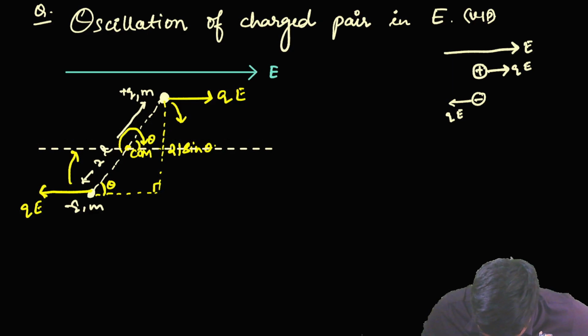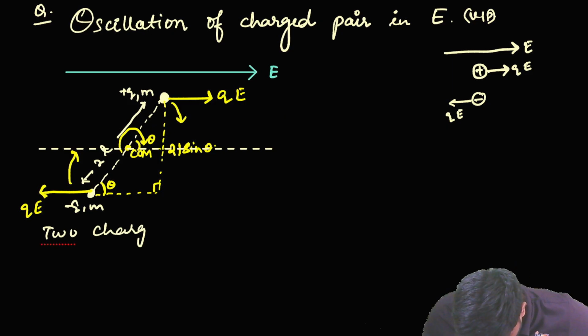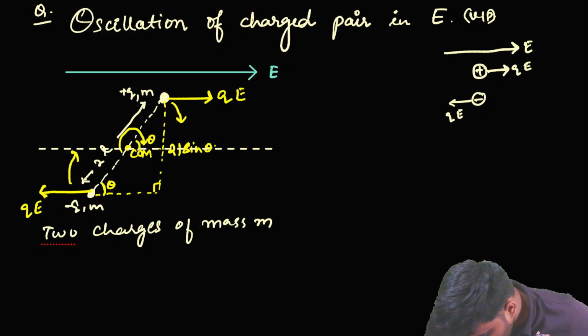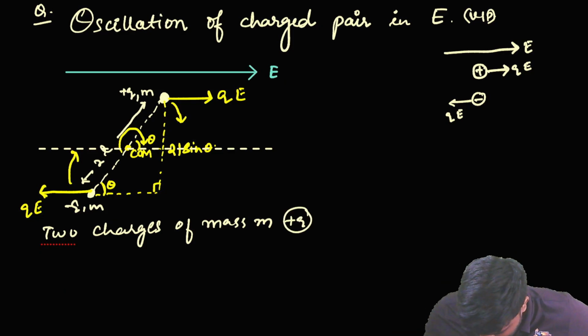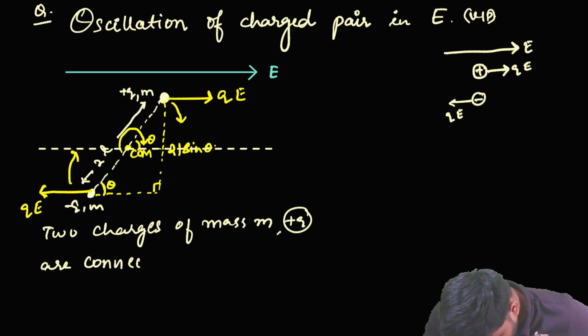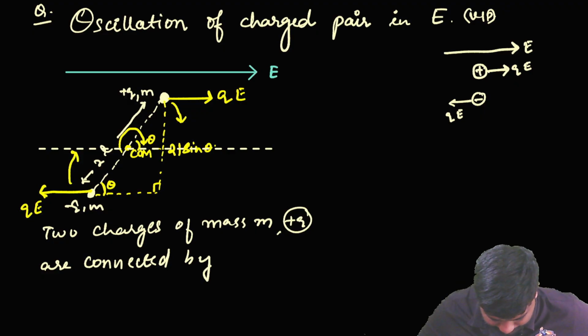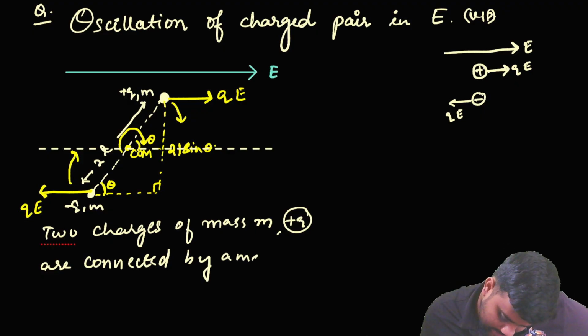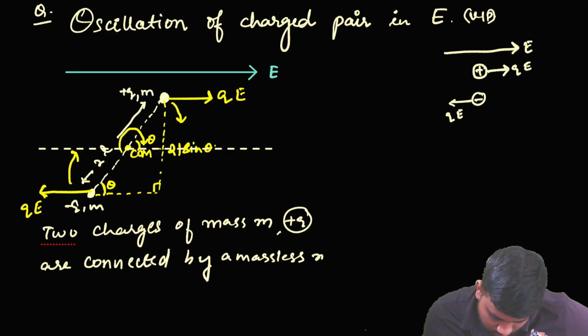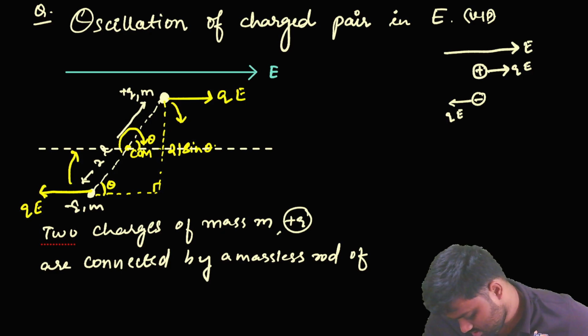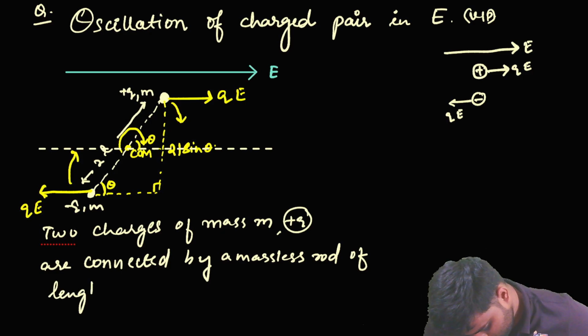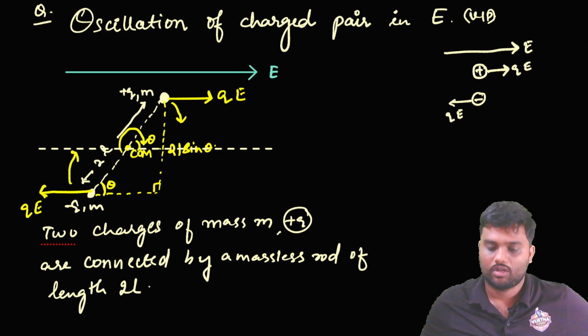Okay, now see here, two charges of mass m, plus q and minus q charge, are connected by a massless rod of length 2l, you can see. Now what happens?